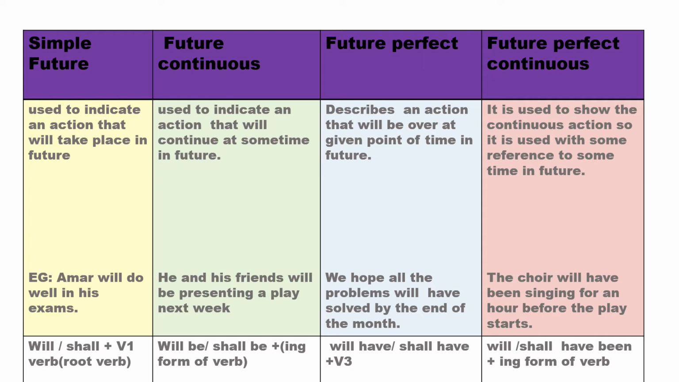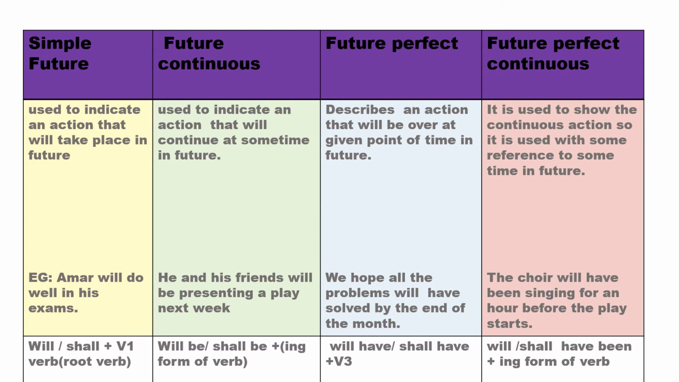Future continuous tense is also used to show something that will take place in the future as a matter of routine or as a planned happening. For example, father will be returning home from office at 6 p.m. And the future continuous form is will be or shall be plus the ing form of the verb.